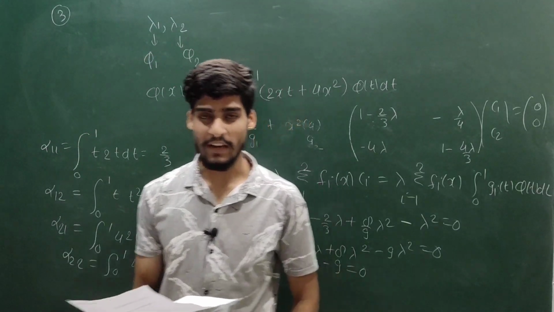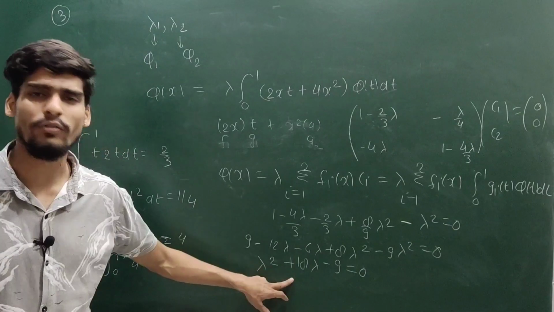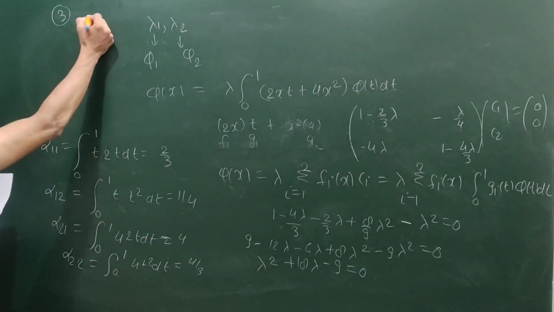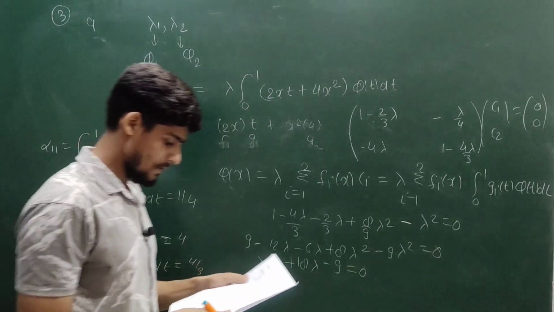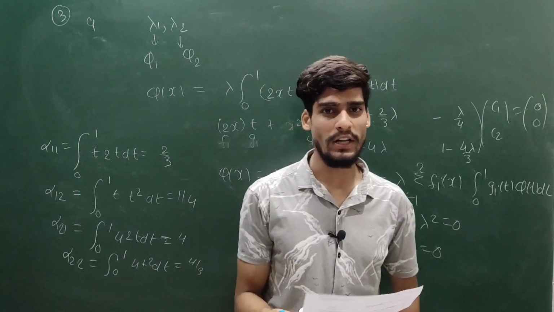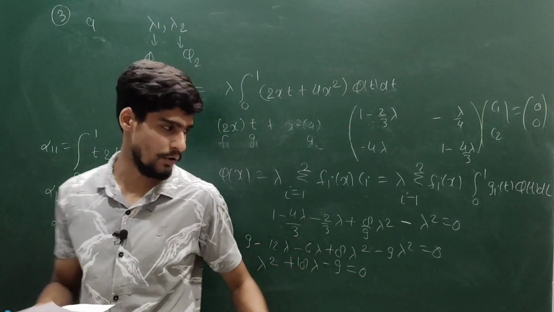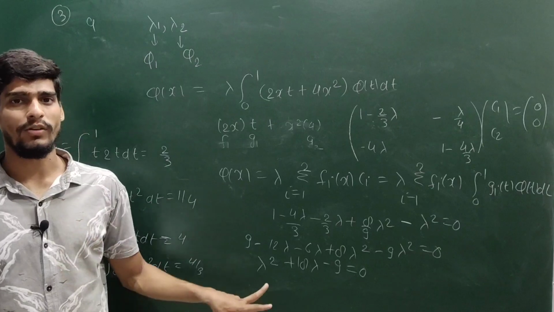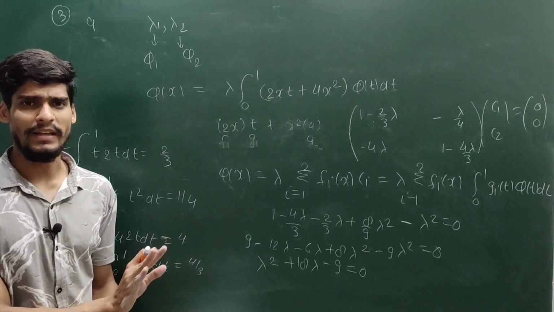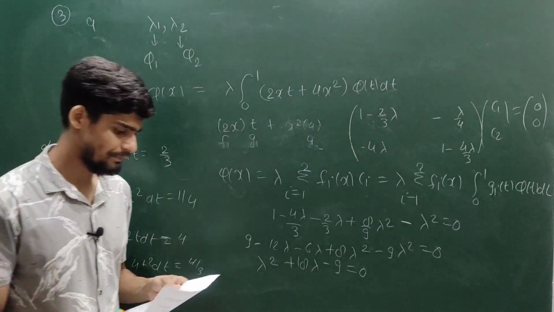So option A will be correct. You do not need to find the exact value of lambda. So option A will be correct. Now option B is false. Lambda 1 is equal to lambda 2 is false, because from here you will get two different values of lambda. Maybe complex, maybe real, that does not matter.